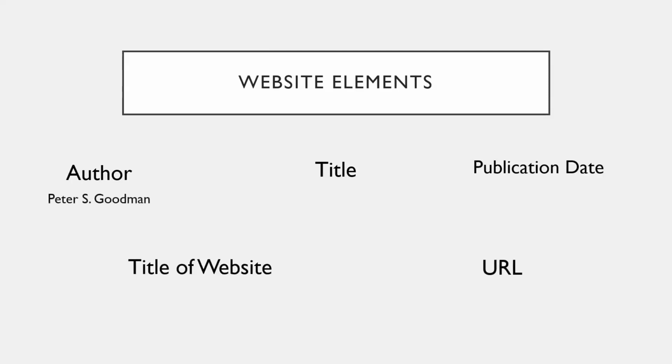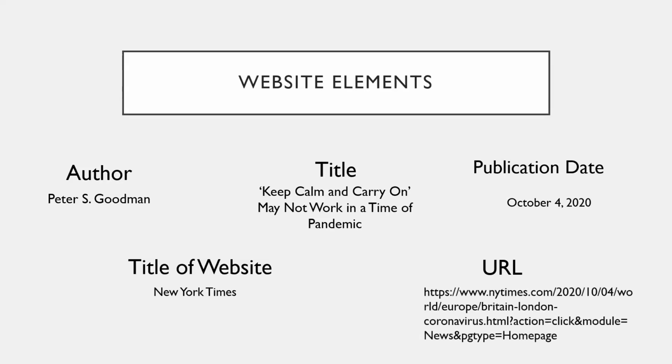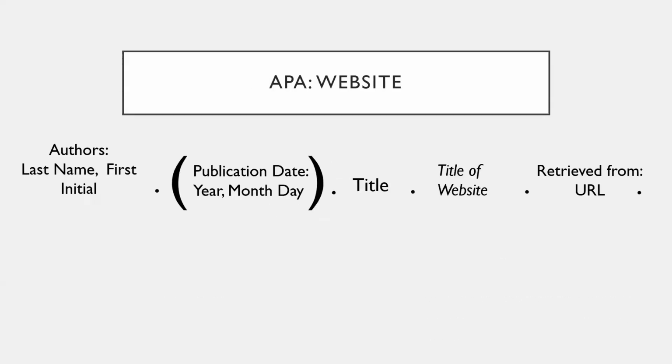So our author is Peter S. Goodman. The title of our article is Keep Calm and Carry On, May Not Work in a Time of Pandemic. The publication date is October 4th, 2020. The title of the website is the New York Times, and there's the URL. So we're going to start with APA.